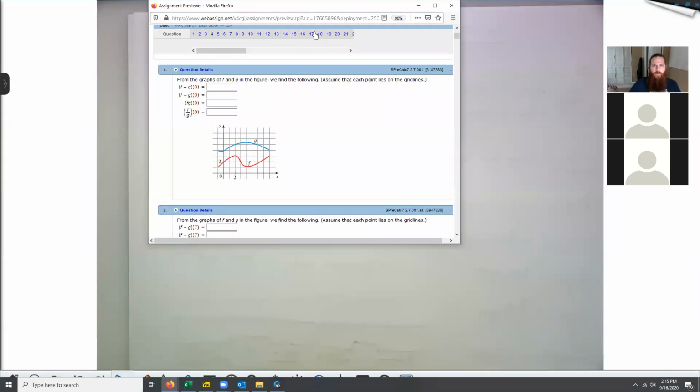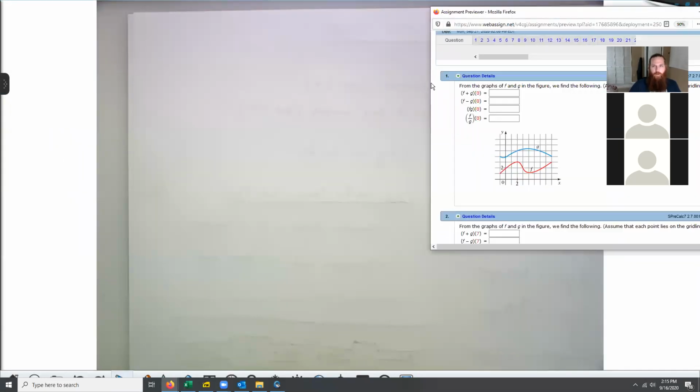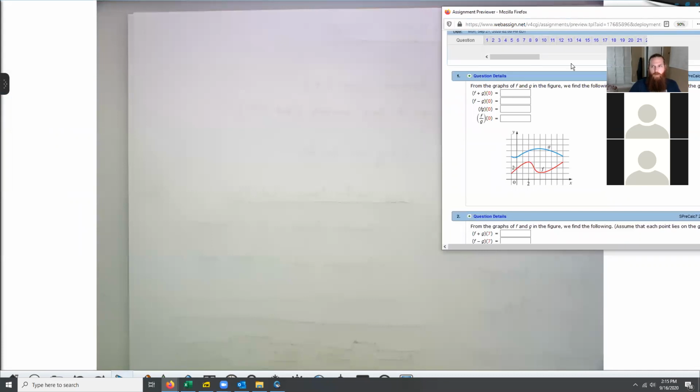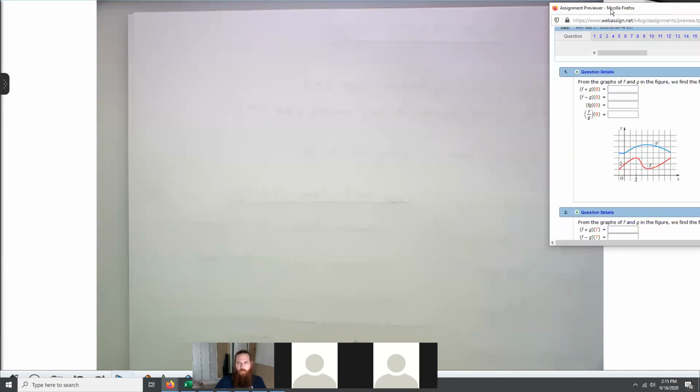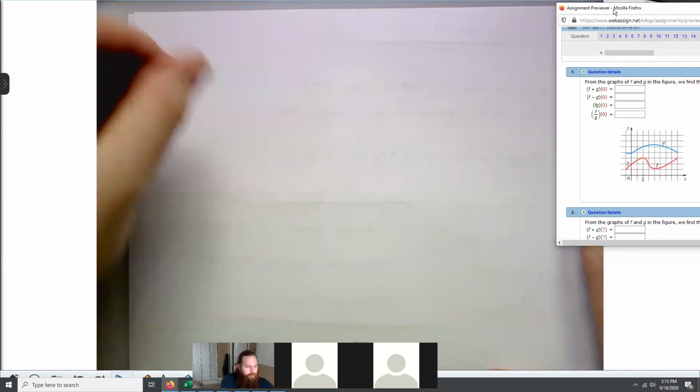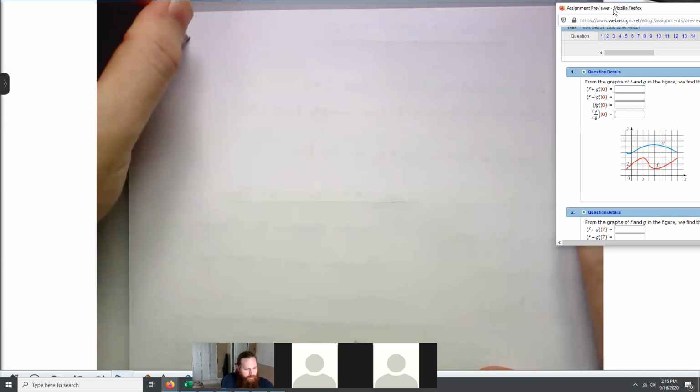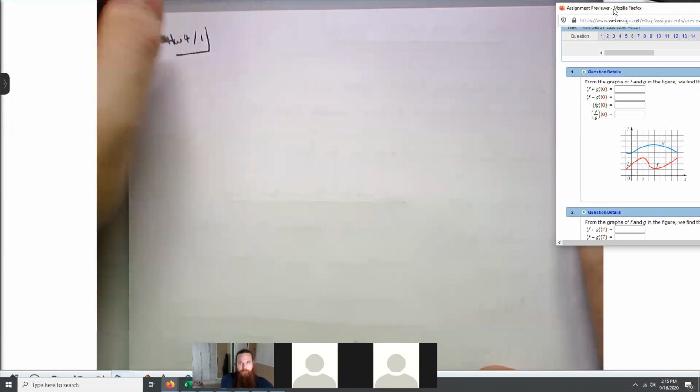Let's take a look at this problem here. This first problem is a good way to just see how we're feeling about the notation. So I'll leave the graph up there. This is homework 4, problem 1.